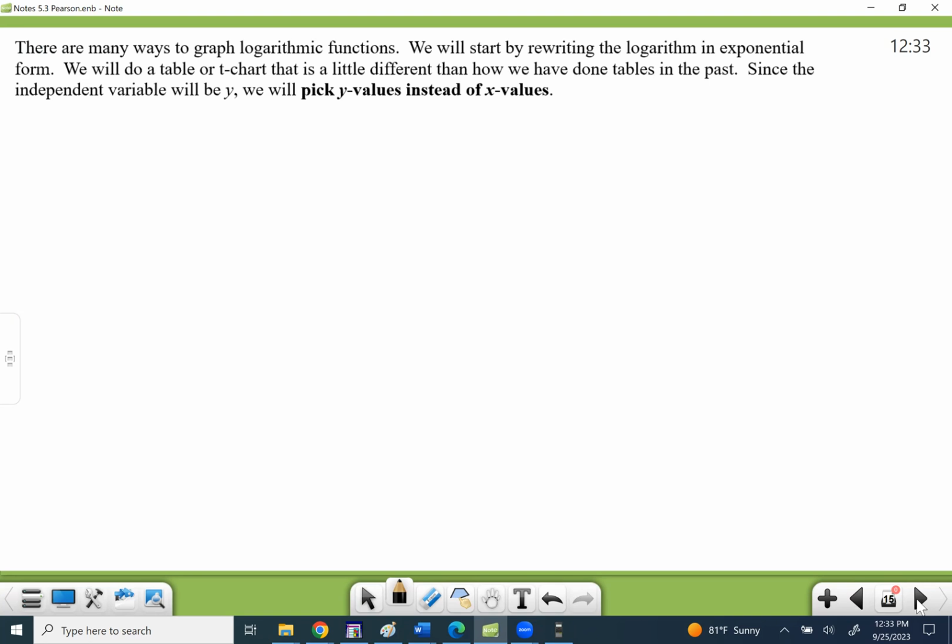So now we're going to graph some logs. So it says there are many ways to graph logarithmic functions. So how we're going to do it is we're going to start by rewriting the logarithm in exponential form. Because, I mean, we can just digest that so much better. Okay, we're good with exponents. These log things, these are new. Okay. And we're going to do a t-chart, but we're going to pick y values instead of x values. So let's see this in action.